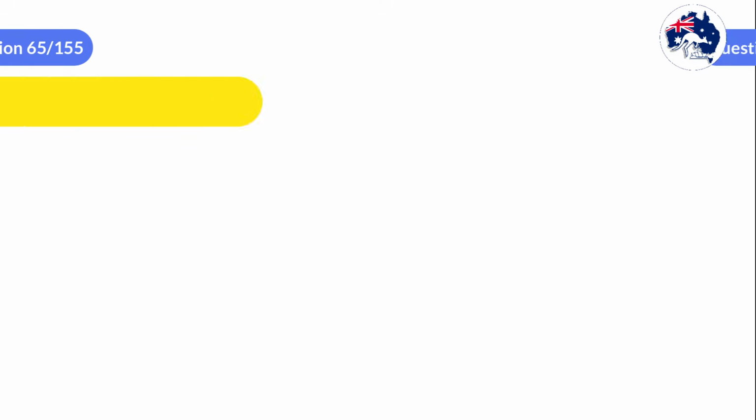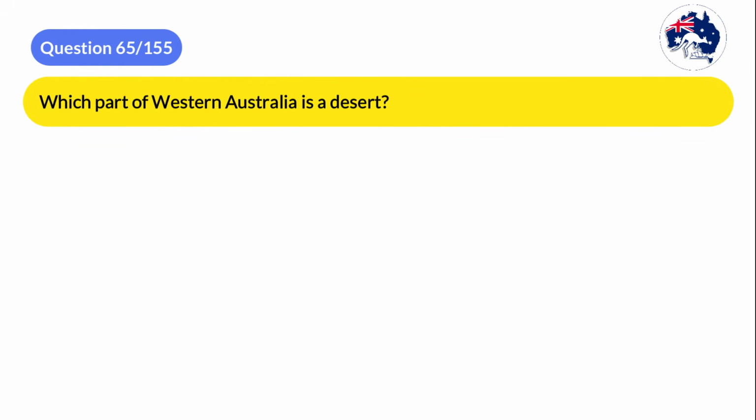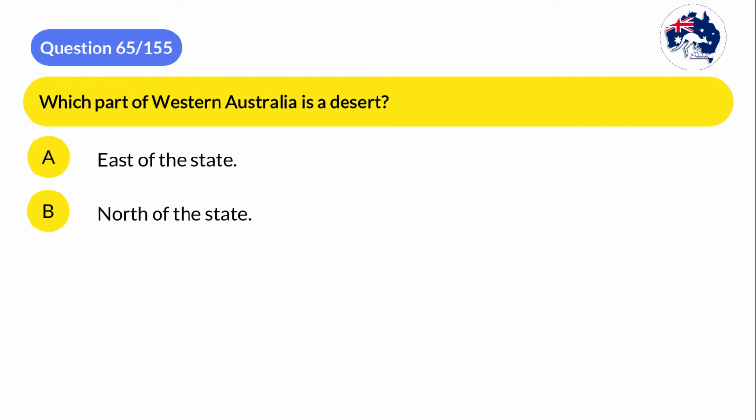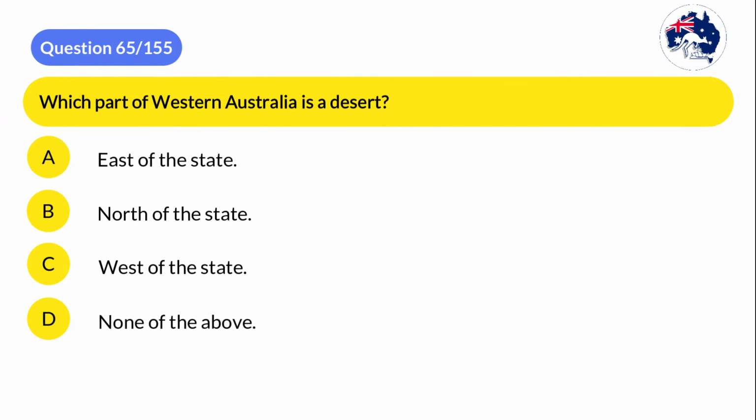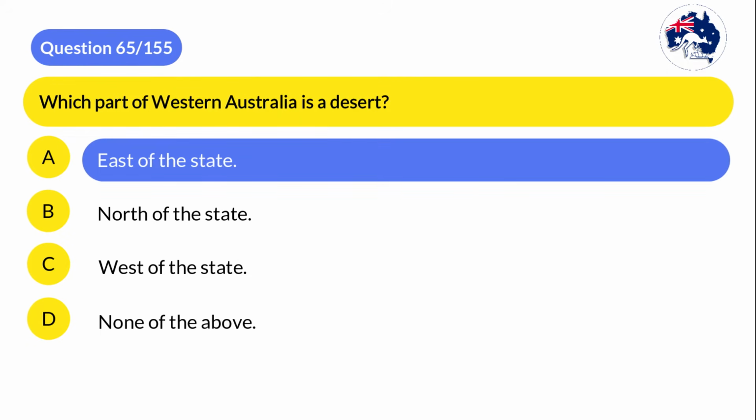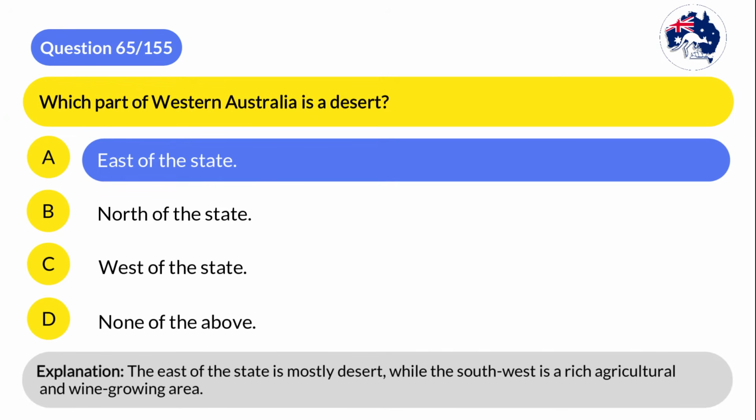Question 65. Which part of Western Australia is a desert? A. East of the state. B. North of the state. C. West of the state. D. None of the above. The correct answer is A. East of the state. Explanation: The east of the state is mostly desert, while the southwest is a rich agricultural and wine-growing area.